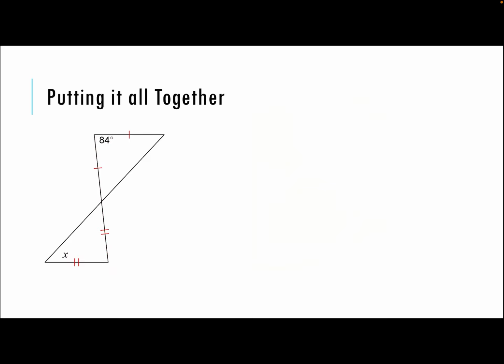So we have two more examples. Now we're putting a bunch of stuff together. In this diagram, we have two isosceles triangles, and we need to find the value of x. If I were you, pause the video and see what you can come up with.